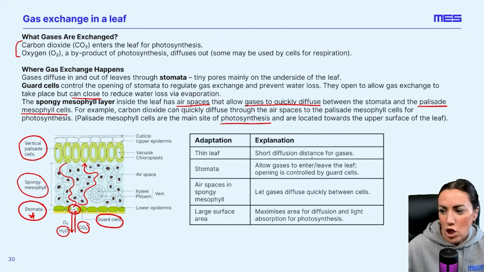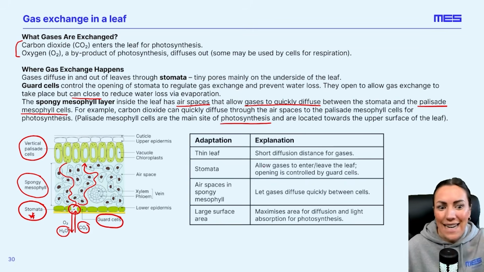So that gives us a short diffusion distance or a short diffusion pathway. So obviously diffusion will be faster. The leaf has stomata. That is what is allowing the gases to enter and leave. It's allowing the gases to diffuse in and out. That is the site of gas exchange.